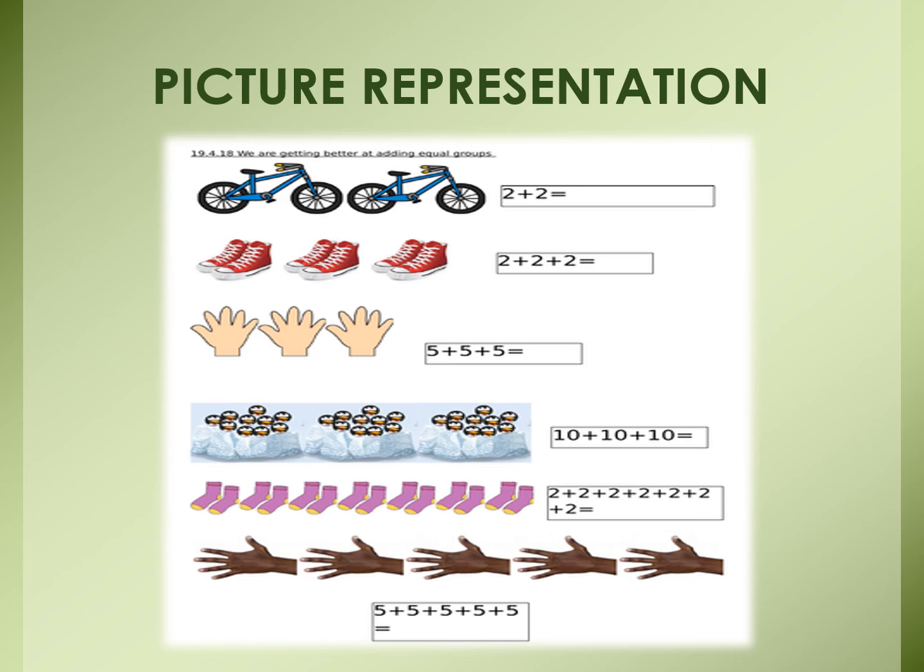Coming to the fifth question, we have many pairs of socks. Students, as we have two legs, the pair will come out in twos only. Two individual socks make a single pair.